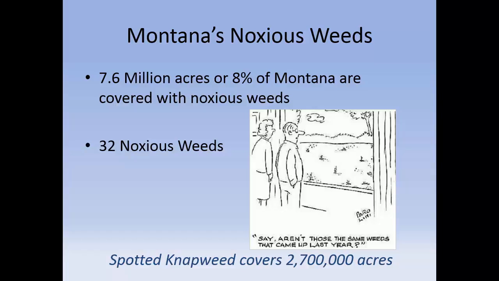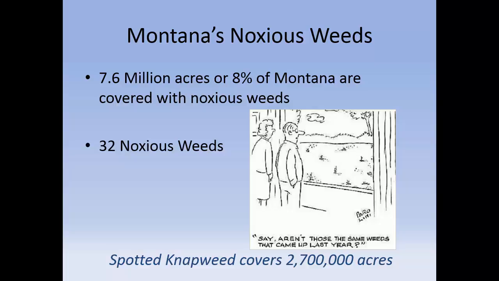We have 32 noxious weeds. Noxious weeds have to go through a political process to be put on a list. They have to be petitioned, and you have to vote on them. Okay, so at this point we have 32. You can also remove noxious weeds from the list, but that doesn't happen often. There's about 7.6 million acres of Montana, or 8% of Montana, covered with noxious weeds. Spotted knapweed, our state flower, covers 2,700,000 of those acres. Okay?